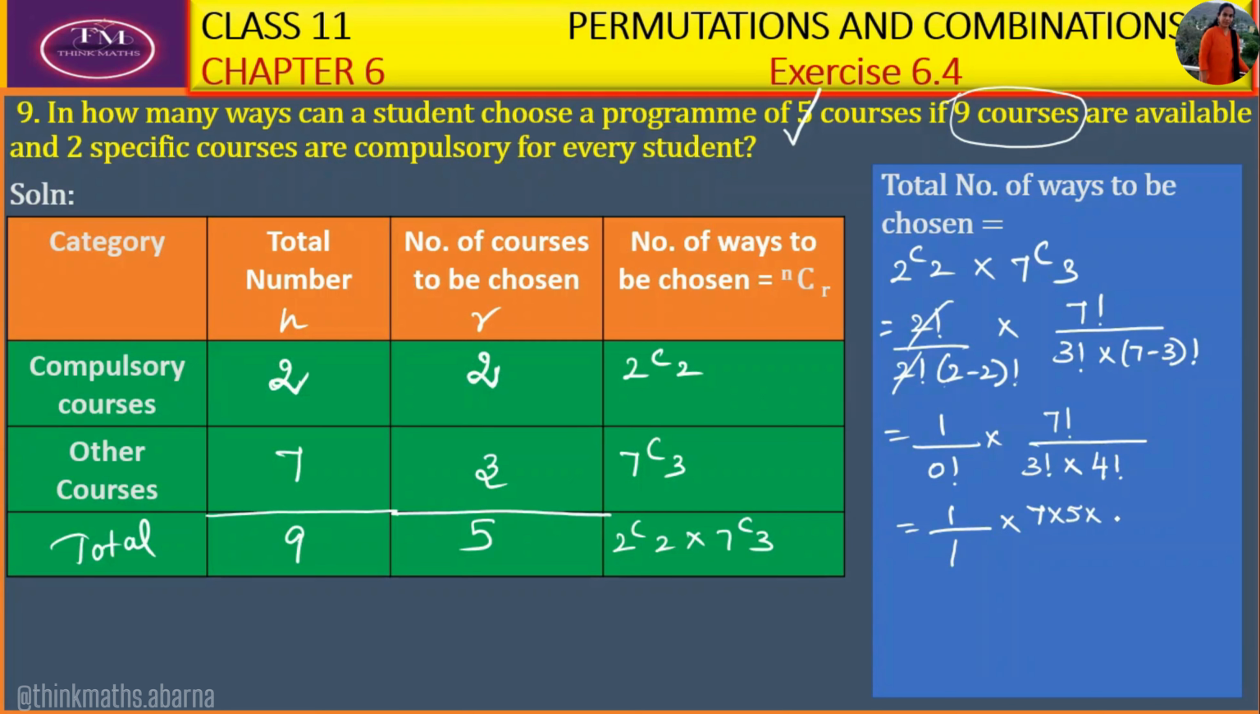How can you write 7 factorial? 7 into 6 into 5 into 4 factorial. As we have 4 factorial in the denominator, choose the bigger number so that more numbers get cancelled. So 3 factorial into 4 factorial, and 4 factorial gets cancelled. What is 3 factorial? 3 into 2 into 1, which is 6. So 3 factorial and 6 get cancelled. So we have 7 into 5, which is 35 ways. So in 35 ways, these courses can be chosen.